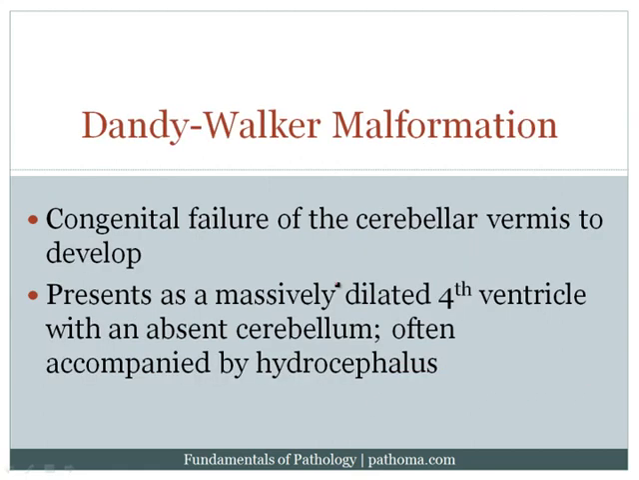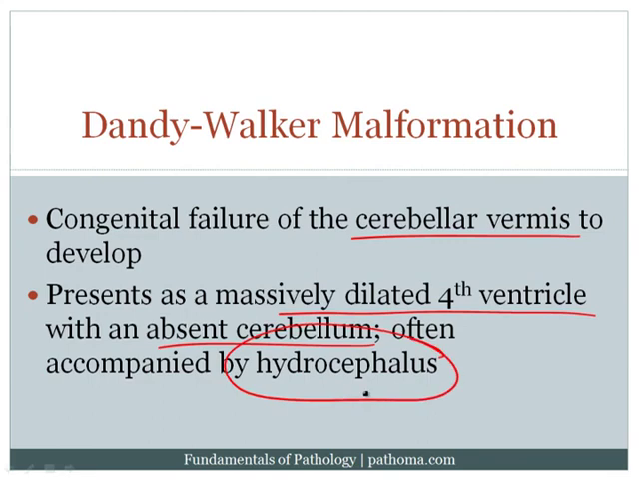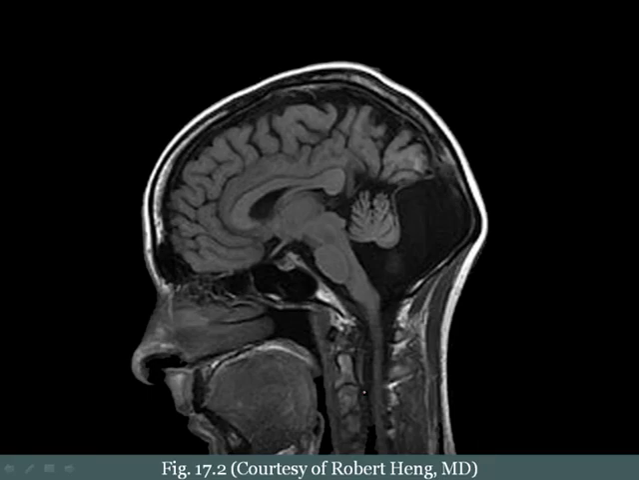Dandy-Walker malformation is a congenital failure to develop the cerebellar vermis. The cerebellar vermis separates the two sides of the cerebellum. It presents as a massively dilated fourth ventricle with absence of the cerebellum, often accompanied by hydrocephalus. Here's a classic image, very high yield. I like to show this on examinations. You can clearly see that there is this massively dilated fourth ventricle with absence of most of the cerebellum.